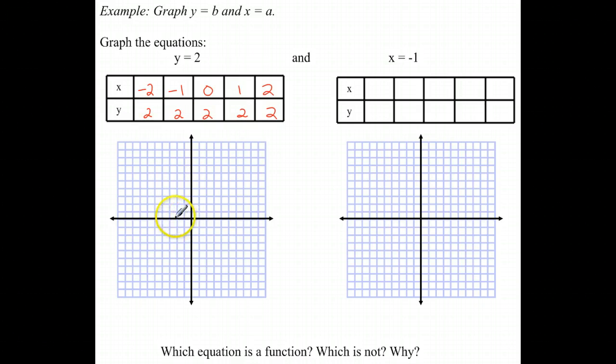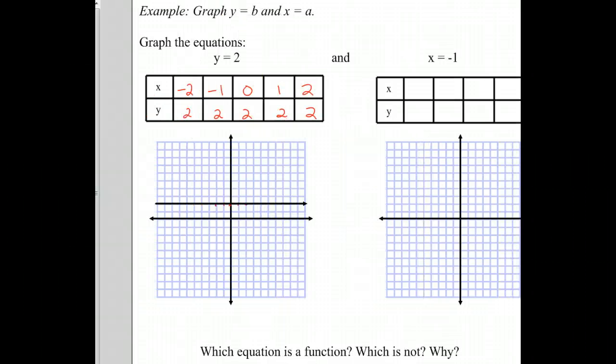What does that look like? Negative 2, 2; negative 1, 2. Hopefully we'll start to realize that this is going to form a line, and that line is going to be horizontal. So again, let's take our line. We're going to extend it through our graph. We're going to make sure that we have arrows on both sides.